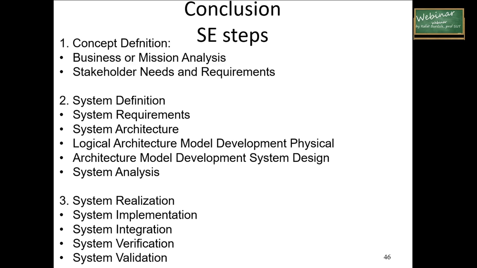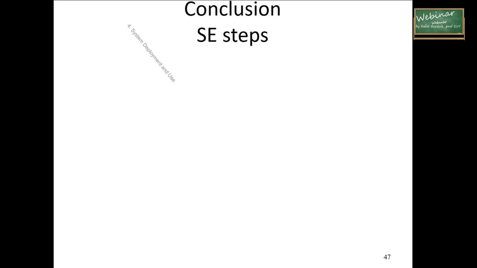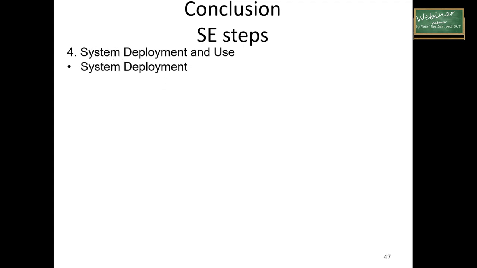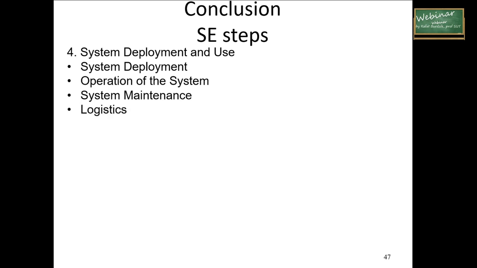Okay, so we've got two more steps when we are considering the system engineering steps. The fourth step is system deployment and use. It consists of system deployment, operations of the system, system maintenance, and logistics, which are a set of supporting processes for our system.